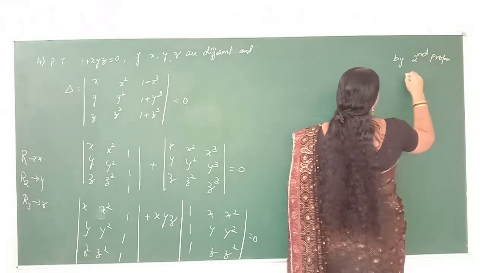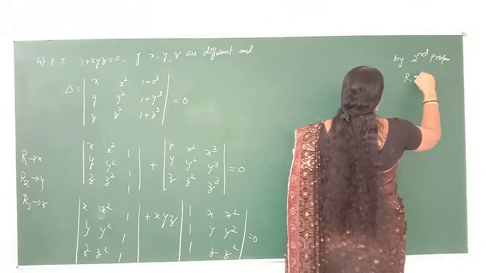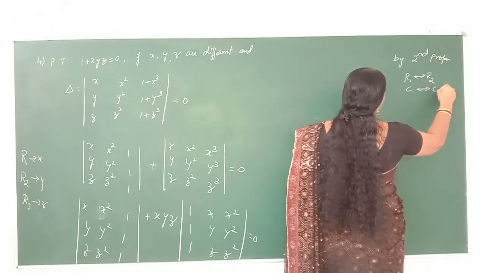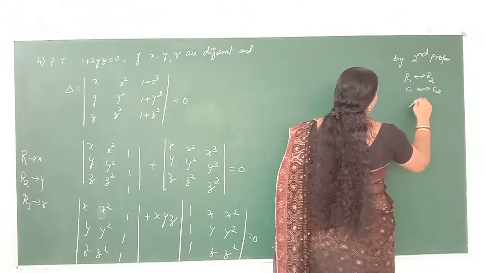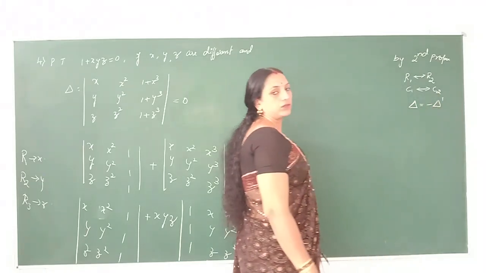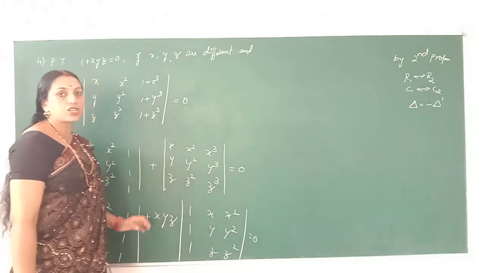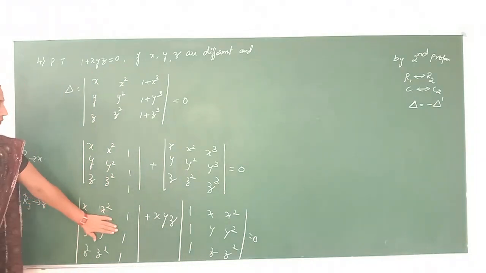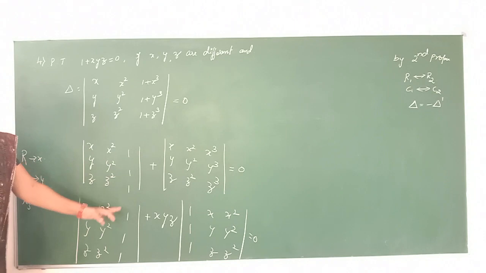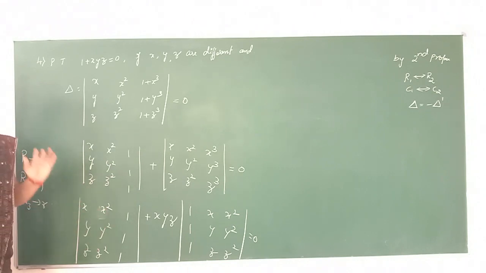The second property of the determinant: if R1 and R2 are interchanged, or C1 and C2 are interchanged, then the value of the determinant changes its sign. Now the first determinant can be compared with the second one, changing the corresponding columns.